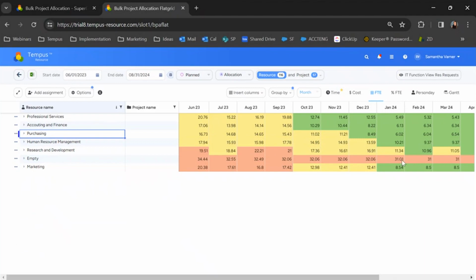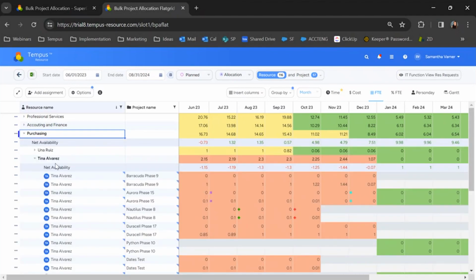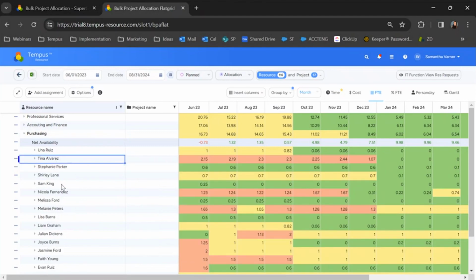Now you'll notice we get this fantastic roll-up view. I'm looking at my departments and can see which ones are easily over allocated. I can click down into that. I can see what resources are included in that department, what their specific allocation is at this monthly level. And I also get a net availability calculation here.